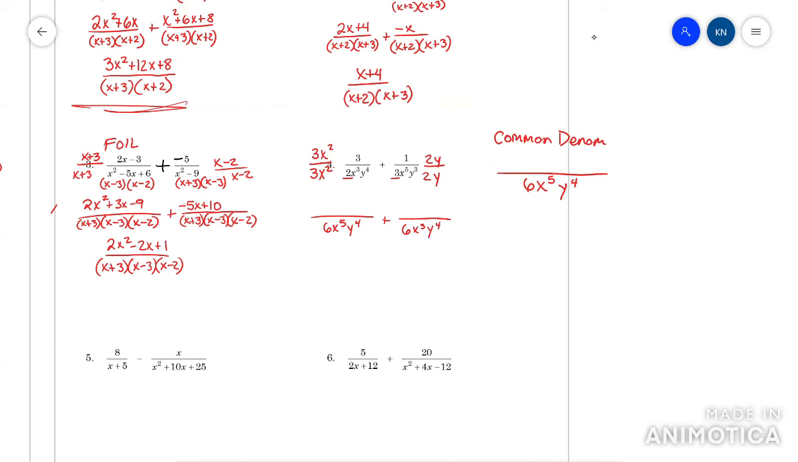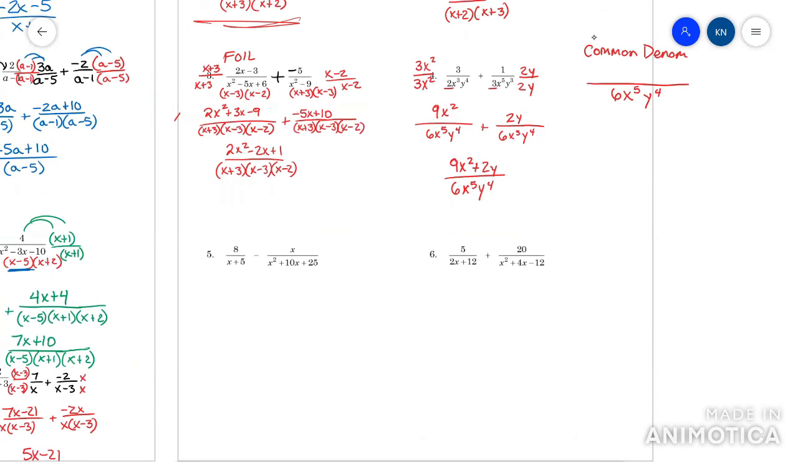And so up top here, you'll get 9x squared after you distribute that 3. And over here, you'll get 2y. And so when it's all said and done, you've got 9x squared plus 2y over 6x^5y^4.